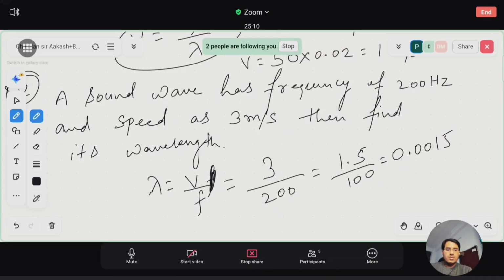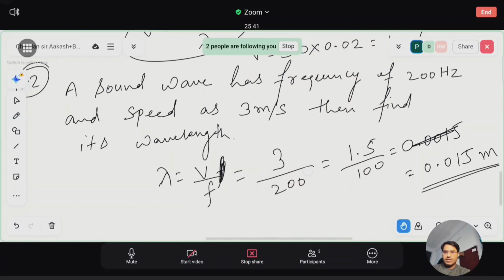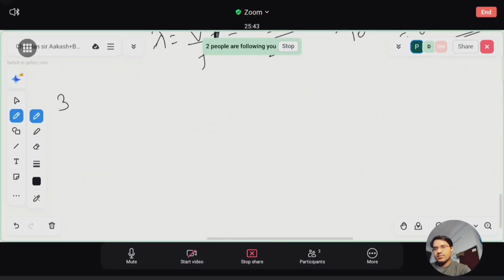0.0015, I think this is the answer? Yeah, no, 0.015 meter. This is the wavelength. Yes, understood? Okay, very good. Have you written this solution, both of you? Yeah, okay. So this time give the correct answer. I'm giving you the next one based upon this concept.